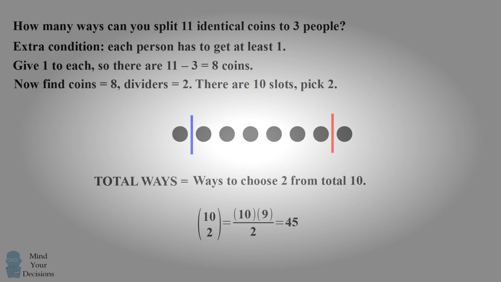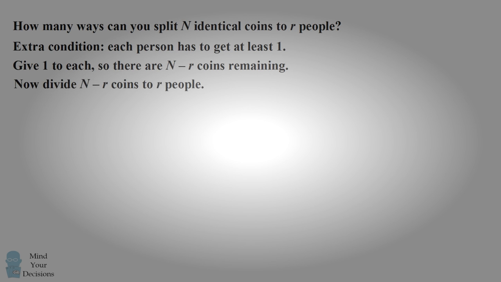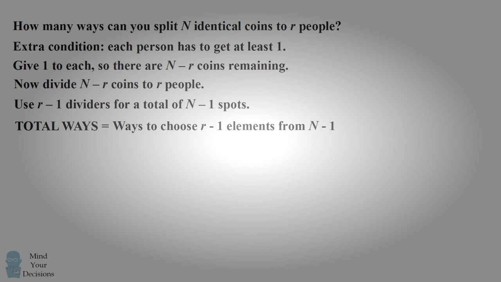We can generalize this. Let's imagine we want to split n identical coins to r people so that each person gets at least 1 coin. We start out by giving 1 coin to each of the r people, so there are n minus r coins remaining. Then we want to divide the n minus r coins to r people. We've already solved this before. You use r minus 1 dividers for a total of n minus 1 spots. So this becomes the number of ways to choose r minus 1 elements from n minus 1, which is n minus 1 choose r minus 1.